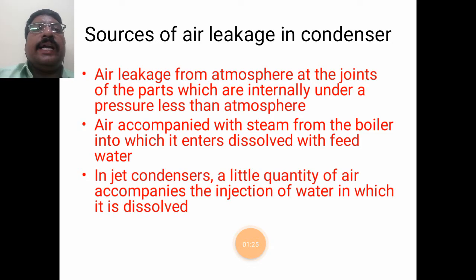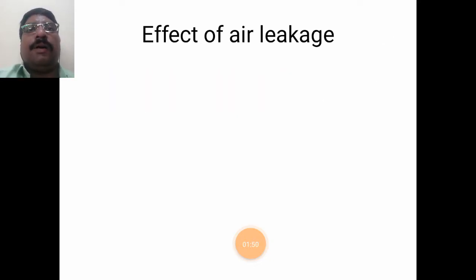In a jet condenser, a little quantity of air accompanies the injection of water in which it is dissolved. The cooling water is supplied in different forms. In a jet condenser, it is supplied by means of a spray type. So during spraying of water, some amount of air may also enter. That is one of the sources of air leakage in the jet condenser. So what is the effect of air leakage in the condenser?